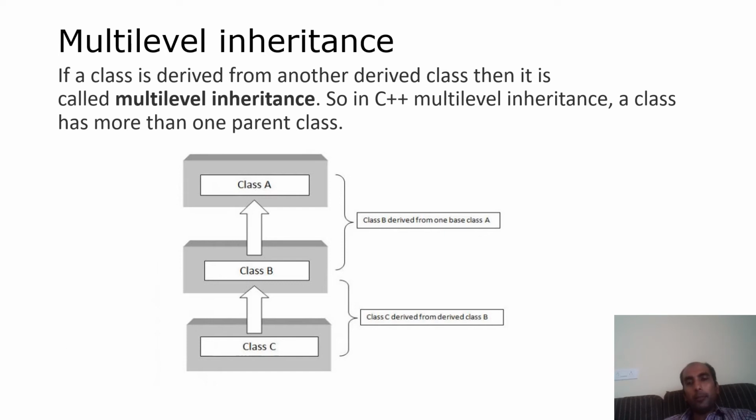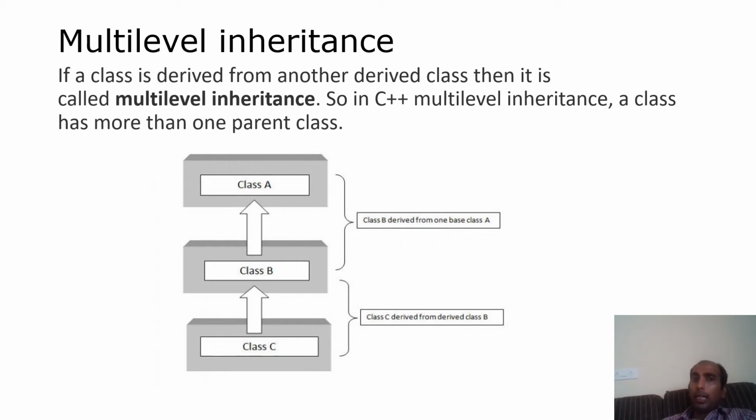What about class B? Class B serves as a base class for class C and serves as a derived class for class A. So class B is also known as an intermediate base class. Here in the definition it is written, if a class is derived from another derived class. You are looking here, class B is already a derived class, derived from class A.